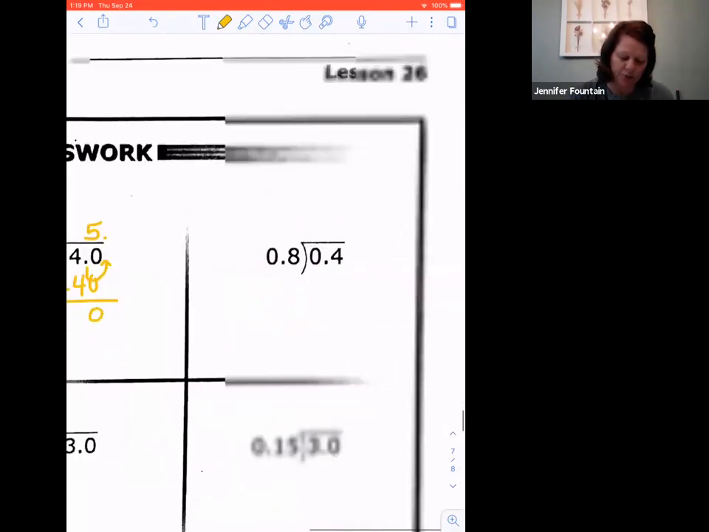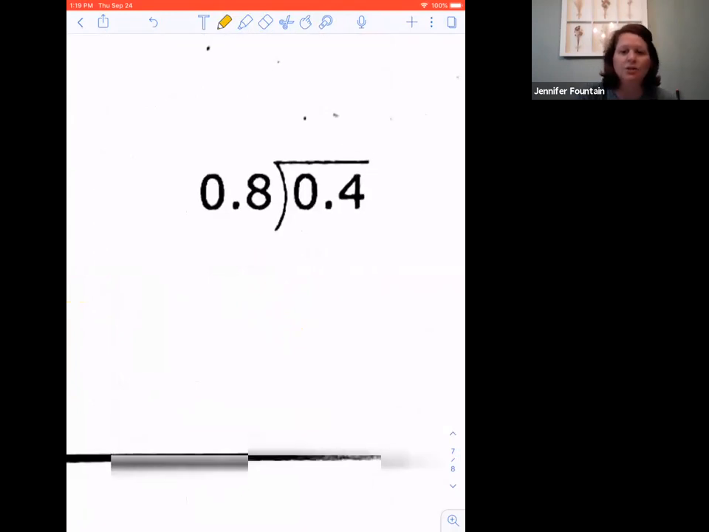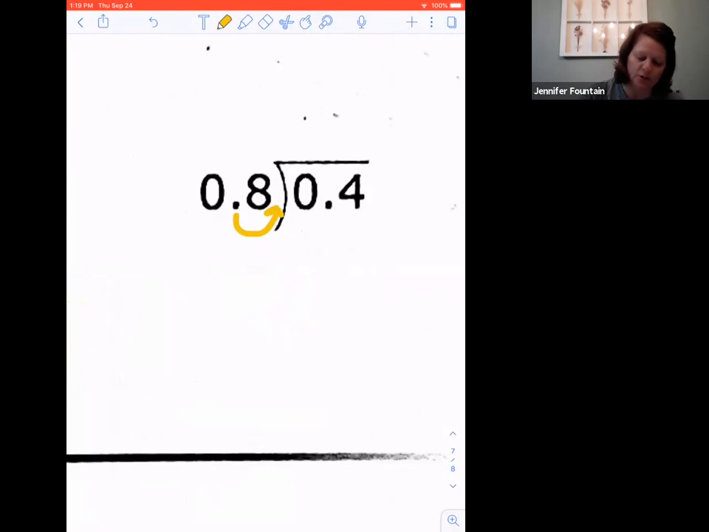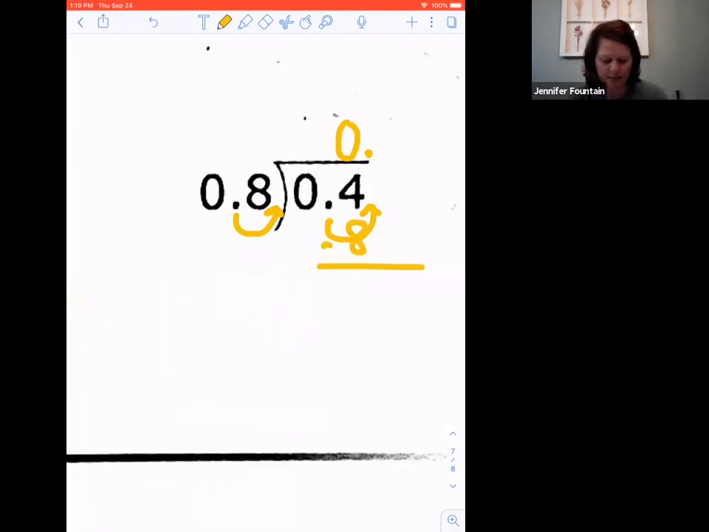Let's look at the one next to it. I have decimal 8 into decimal 4. I have to move my decimal one spot to the right, so I go ahead and put my decimal there. Now I have 8 into 4. Well, 8 will not go into 4, so I put a 0 there. And 0 times 8 is, no, it's not 8. Good grief. 0 times 8 is 0. So now I subtract, and I've got 4.